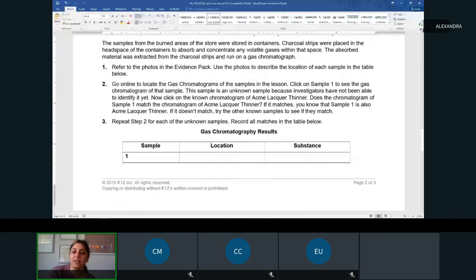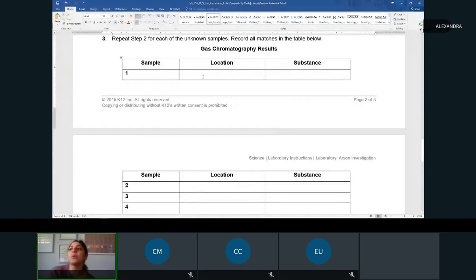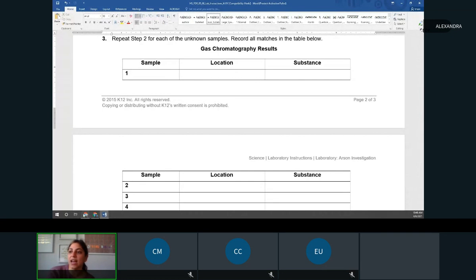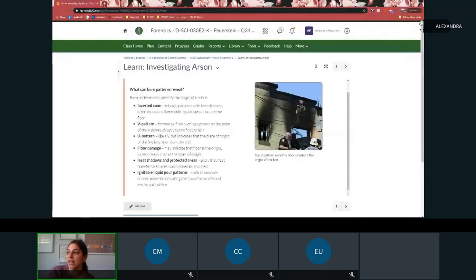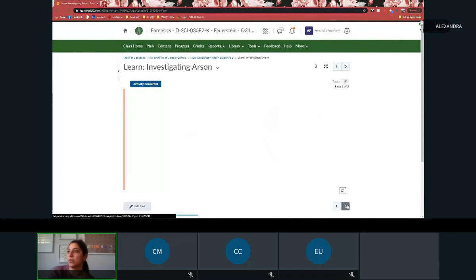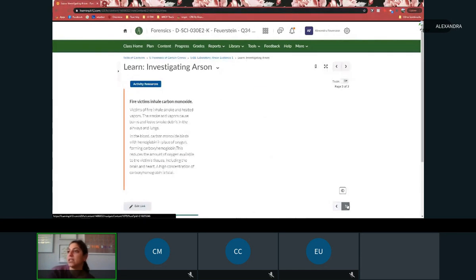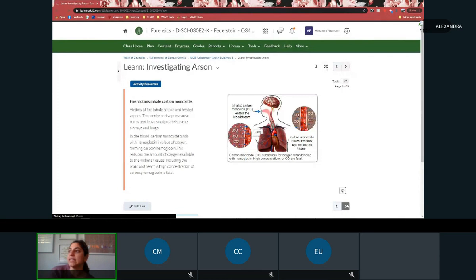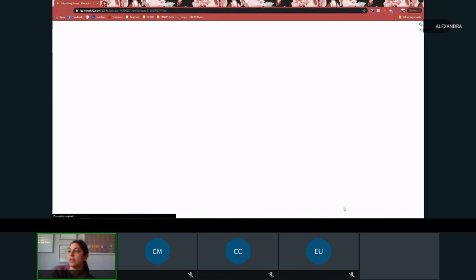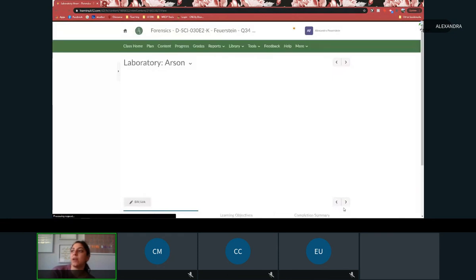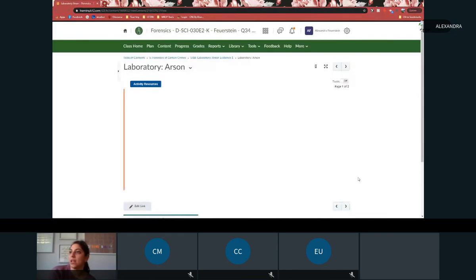So this is going to require a little back and forth, right? We're going to go through all of the samples. We're going to identify the location and then identify the substance. So this is when we're going to go back to our slides. Our slides told us that once you go through, it's going to show you the different samples. It's going to give you a comparison tool, so you're going to actually analyze and locate where that sample originated from.